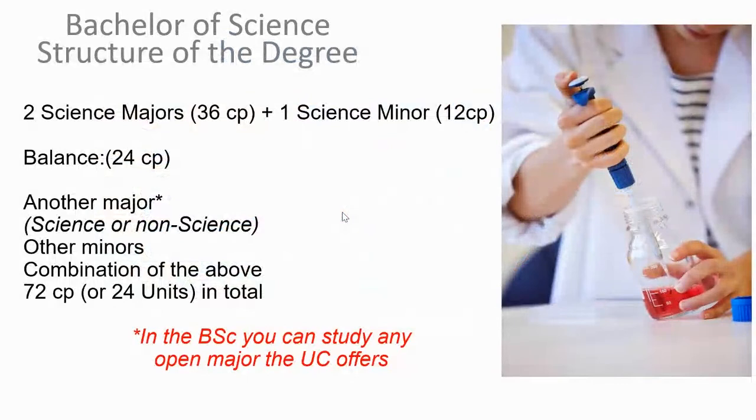So half of you are talking about doing the Bachelor of Science. So I mentioned before, the rough structure of the degree is to do 2 majors and 1 minor. And then there is a balance left over of 24 credit points. 24 credit points is how many units?